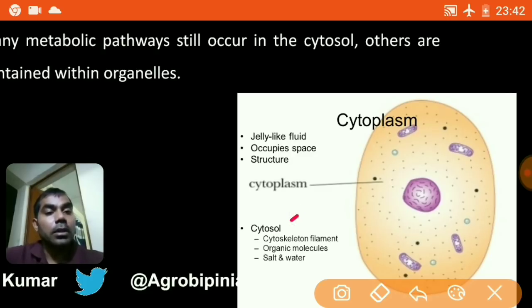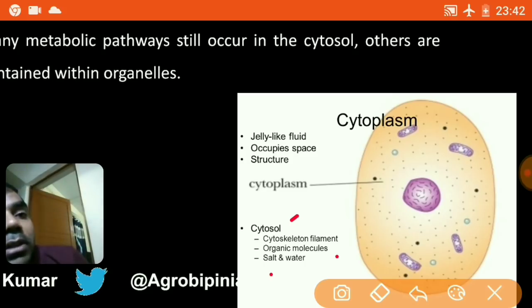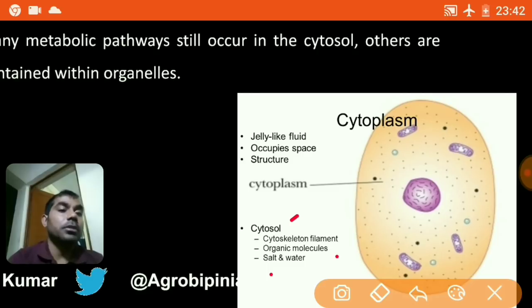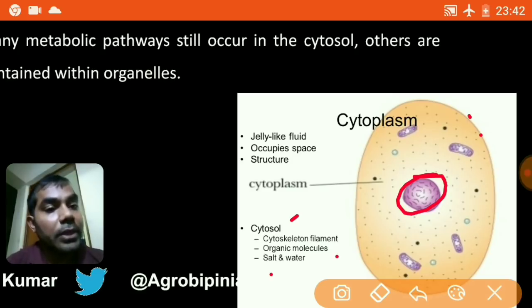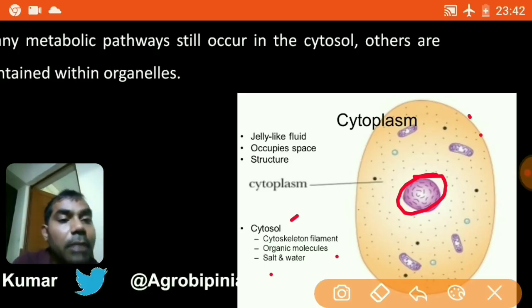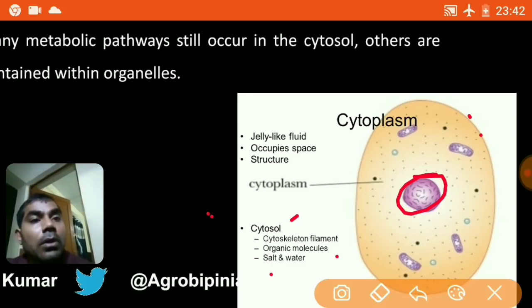That is the cytosol, and it has components such as salt, water, organic molecules, and cytoskeleton filaments. Okay, so I hope you understand what the cytosol is and the difference between cytoplasm and cytosol. Cytoplasm means all the organelles found within the cell membrane except the nucleus. Cytosol is a liquid matrix found around the organelles inside the cell membrane, in the form of organic molecules, salt, or water.